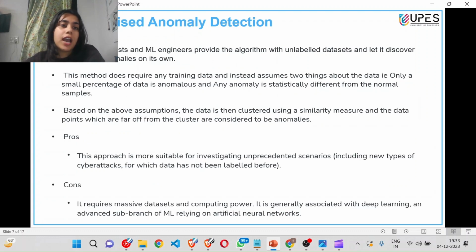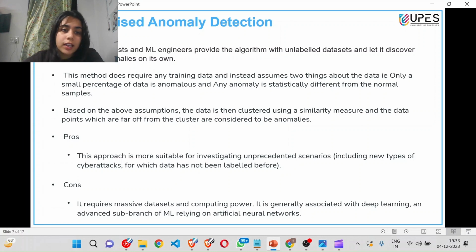Unsupervised anomaly detection. Data scientists and ML engineers provide the algorithm with an unlabeled dataset and let it discover patterns or anomalies on its own. This method does not require any training data and instead assumes two things about the data: only a small percentage of data is anomalous, and any anomaly is statistically different from the normal samples. Based on the above assumptions, the data is then clustered using a similarity measure, and the data points which are far off from the cluster are considered to be anomalies.